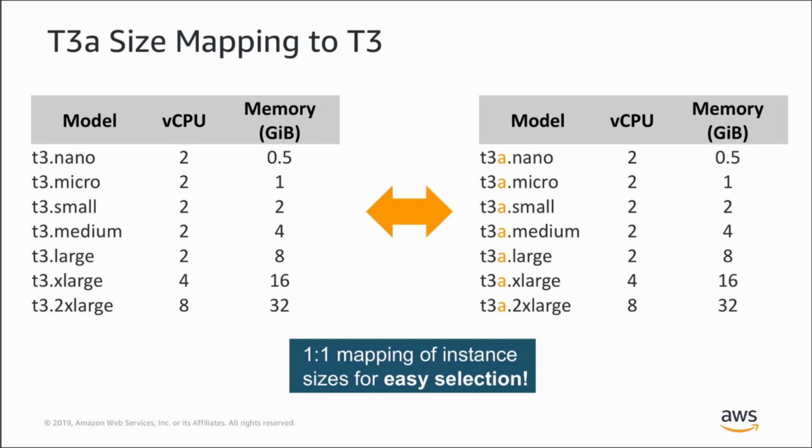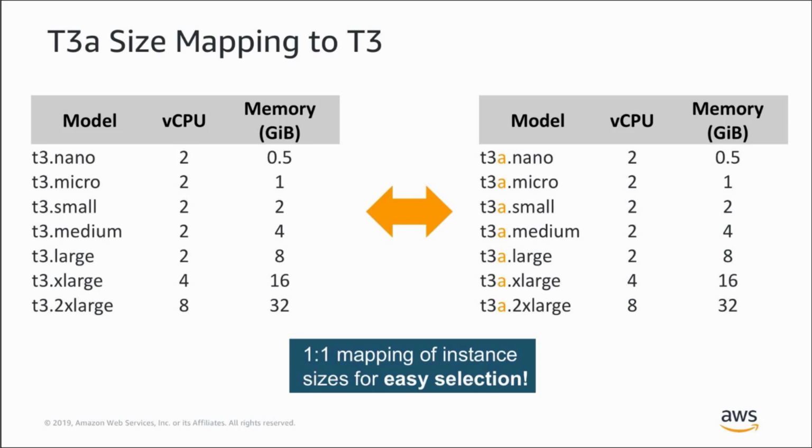And a quick note between T3a and T3. So T3a are our latest T3 instance types. These are the ones with the AMD processors denoted by the A. You actually get one-to-one size mapping, so making it very easy for your selection, especially if you're a T3 customer today or you're a T3a customer.